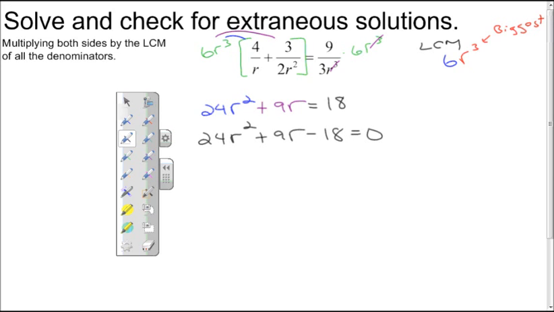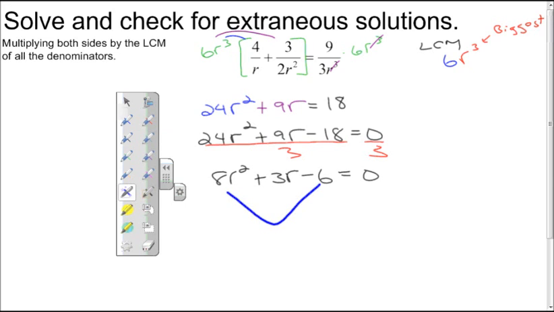If you notice here, you can take a second and divide both sides by 3. It'll help you deal with smaller numbers. You're not losing any solutions because you're not dividing by a variable. And that is going to give you 8r squared plus 3r minus 6 equals 0.